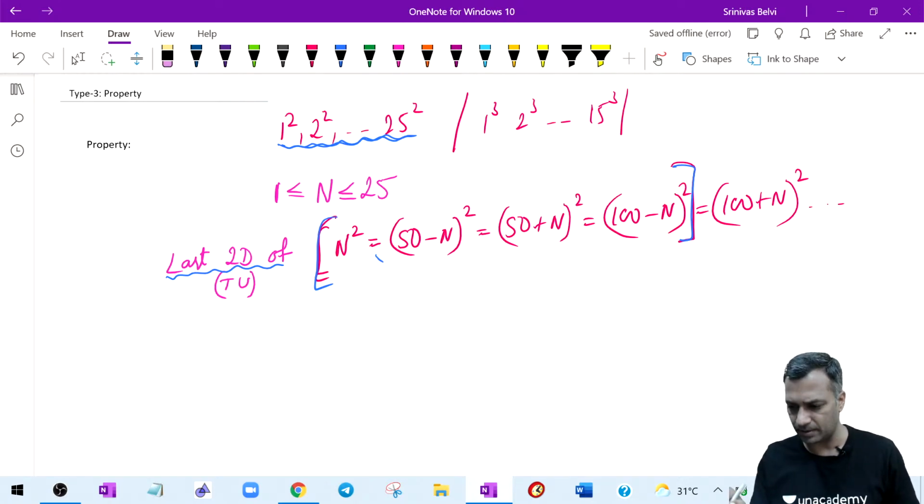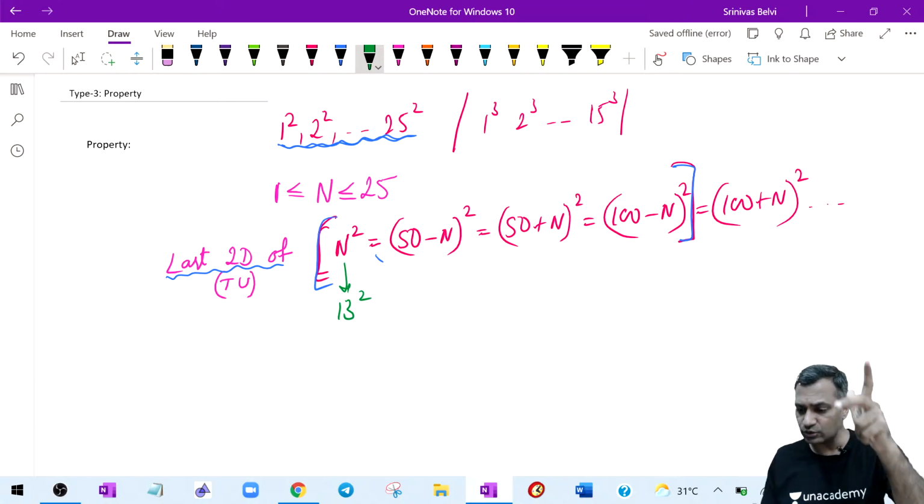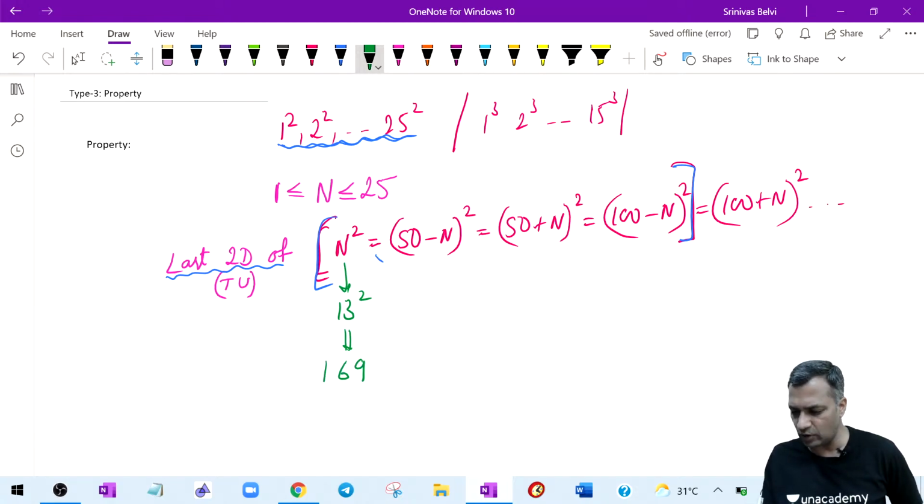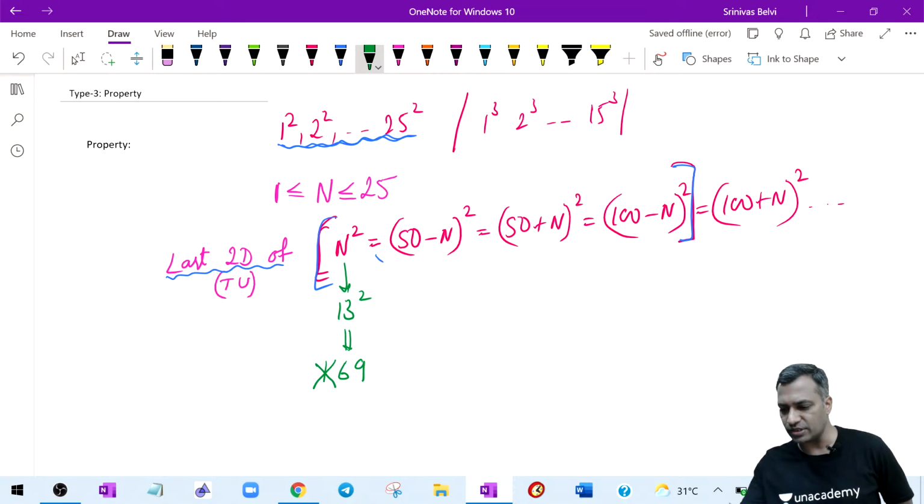Let me take a simple example. Let the value of n be 13. So I'm trying to say that the last two digits of 13 square, that is what I'm talking about. 13 square is nothing but, we know, 169. The last two digits are 69, which is the same as (50 minus n) square.